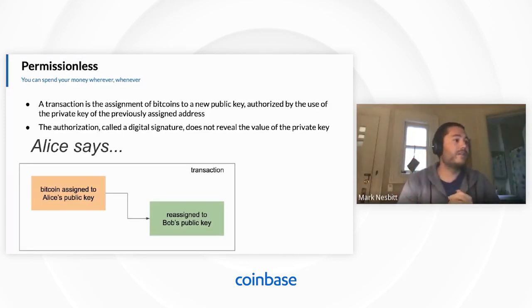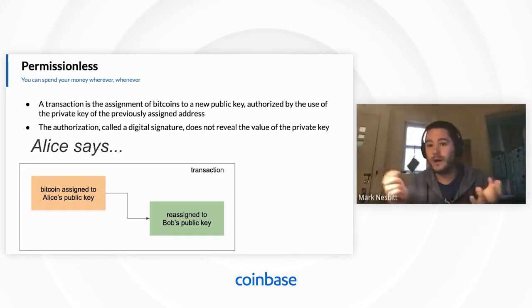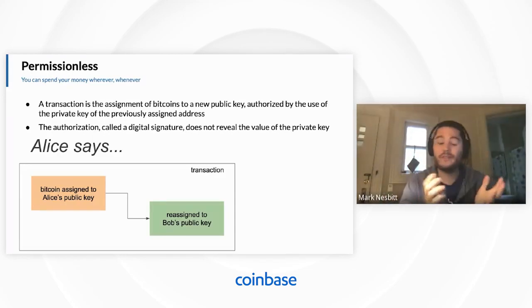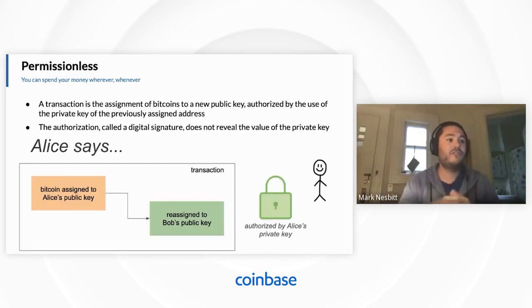We have Bitcoins in the box on the left. Bitcoin that's assigned to a public key that's owned by Alice. Every public key is derived from a private key. So Alice has a private key. She can create a transaction where she reassigns these to Bob's public key. So she goes out and gets Bob's public key and says, Bob, where do you want these Bitcoins to go? And so in this data bundle that is the transaction, she puts Bob's public key in there, and then she signs it with the private key.